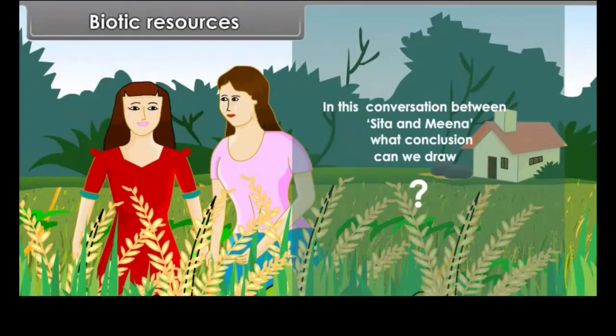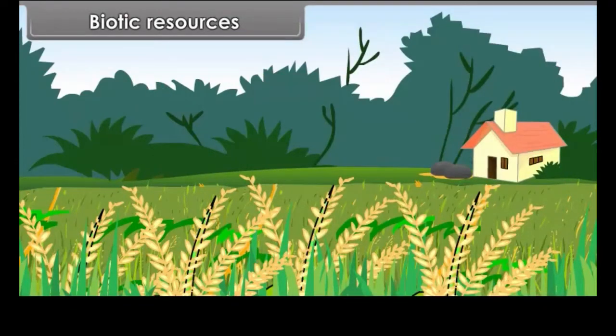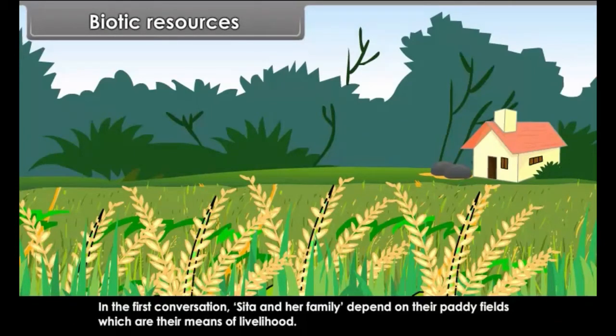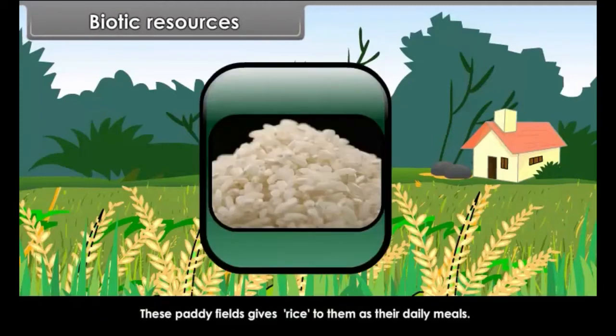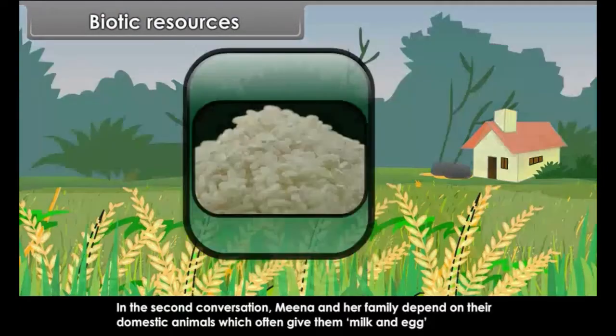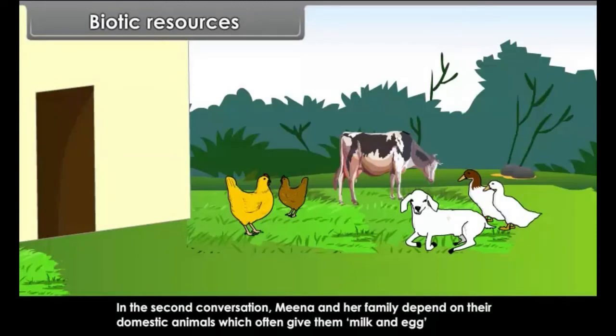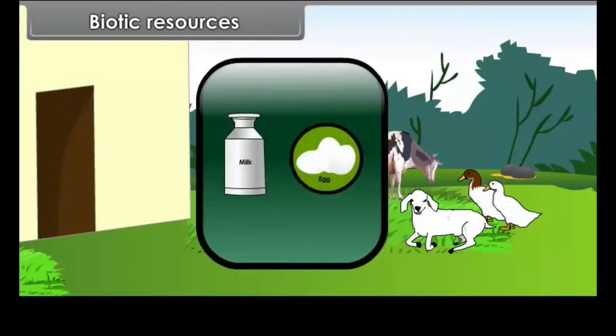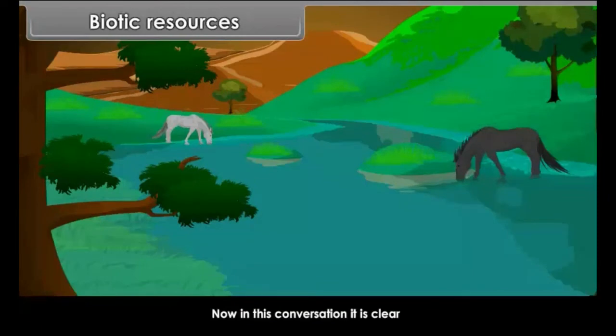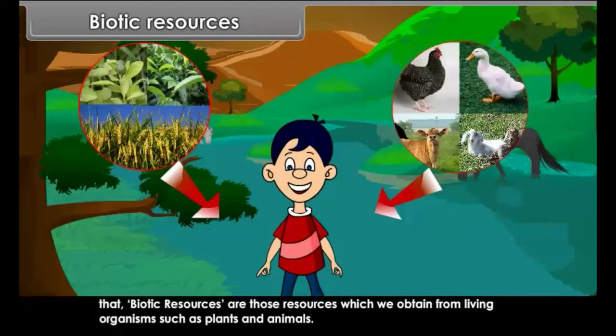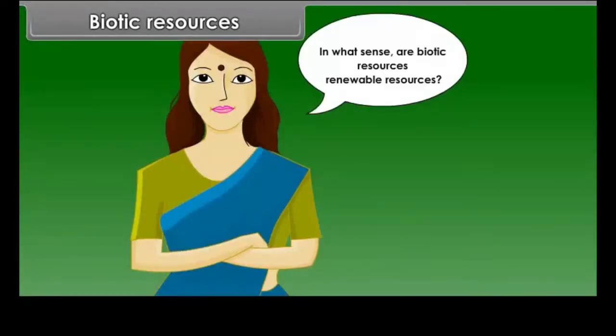In this conversation between Sita and Meena, what conclusion can we draw? In the first conversation, Sita and her family depend on their paddy fields, which are their means of livelihood. These paddy fields give rice to them as their daily meals. In the second conversation, Meena and her family depend on their domestic animals, which often give them milk and egg, by which they can satisfy their wants. Now, in this conversation, it is clear that biotic resources are those resources which we obtain from living organisms such as plants and animals.